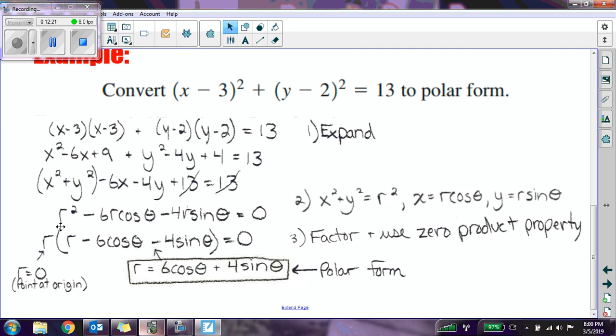But if we set this whole thing equal to 0, I went through and added 6 cosine of theta and 4 sine of theta over to the other side of the equation to get this in our r equals form. And this is actually our polar form equation. It only has r's and thetas in it, with our sines and cosines.